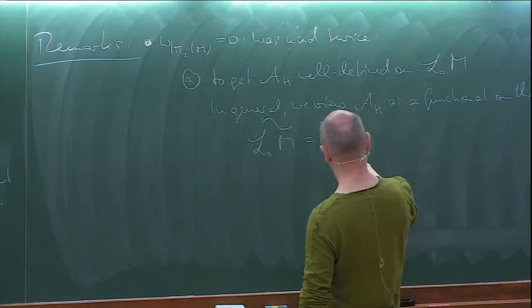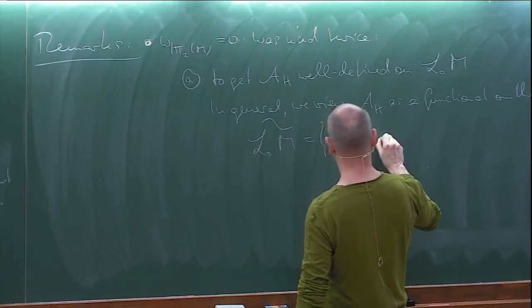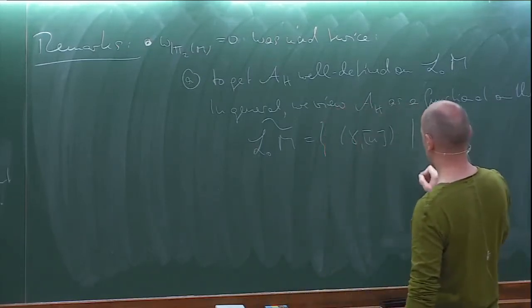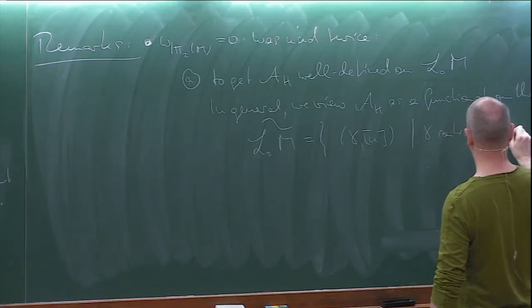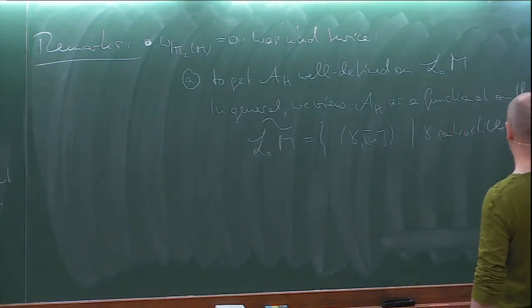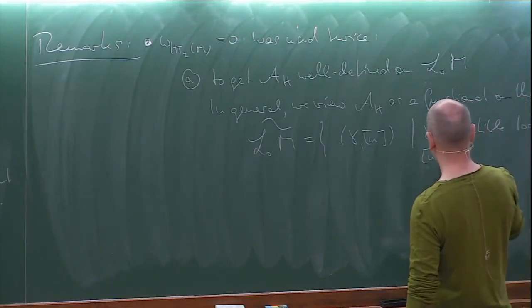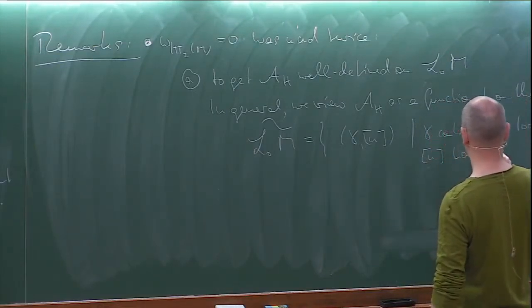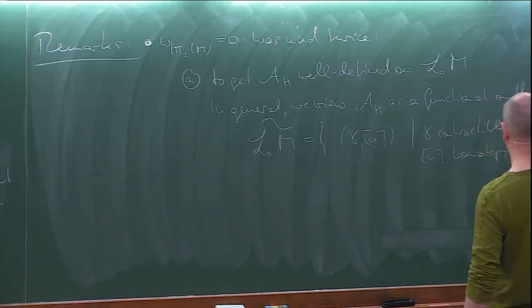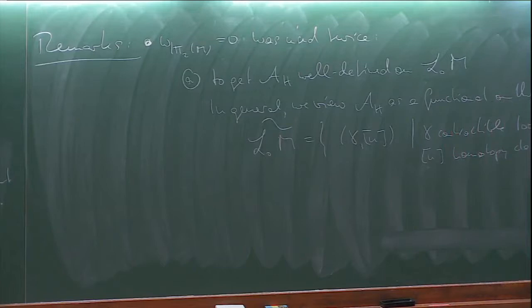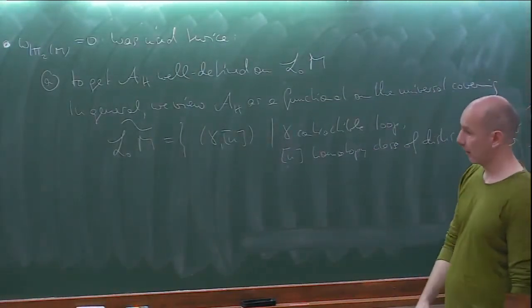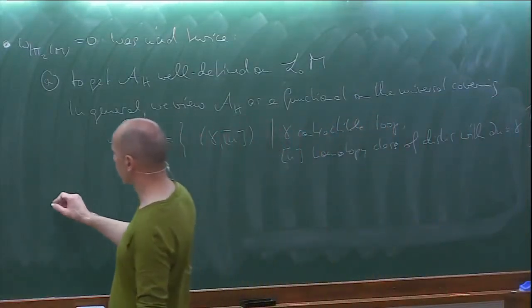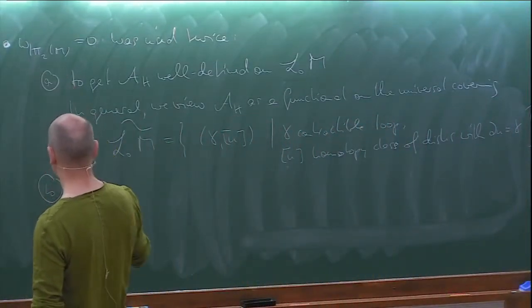So this is a pair gamma and u where gamma is a contractible loop, and u is a homotopy class of disks with boundary of the disk u equal to gamma. Right, that's one way to construct the universal covering. So that's easy, but the other one was more serious, namely the other one was to exclude bubbling.